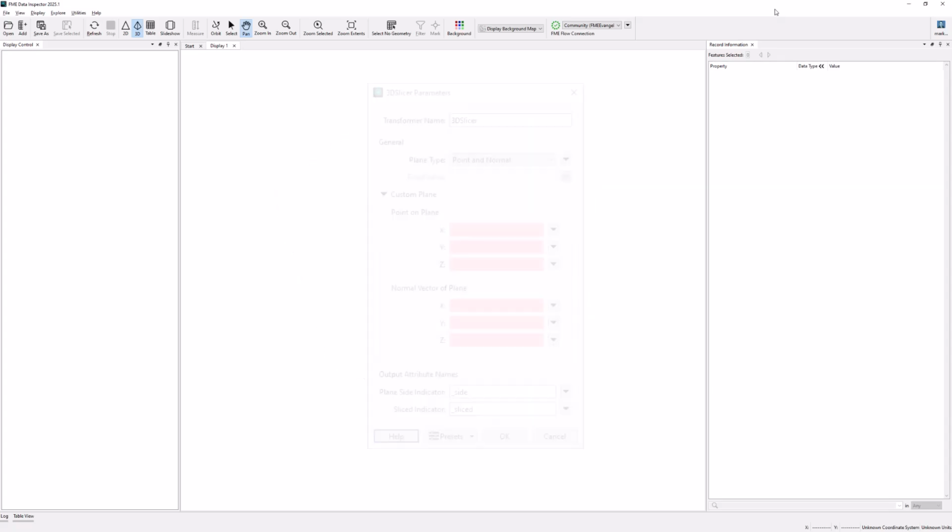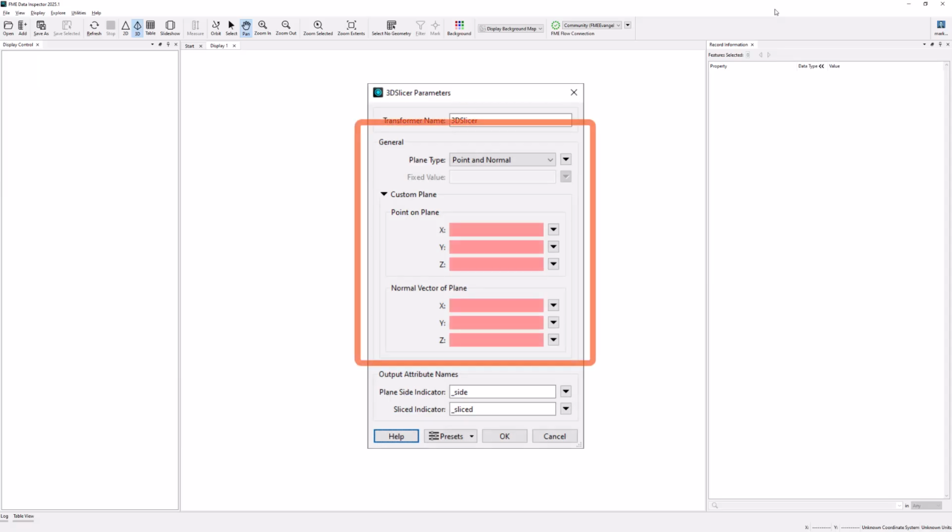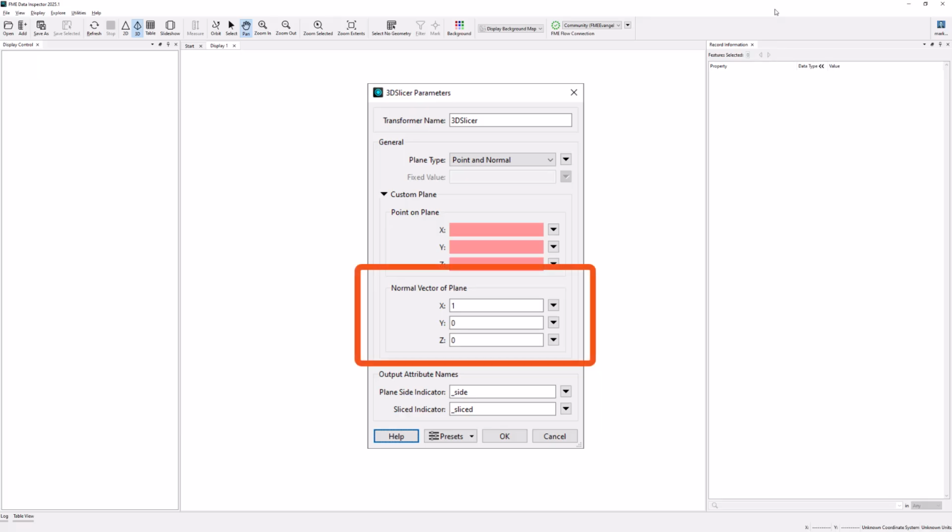Rather than slicing along a defined axis, the slice plane can be defined by a point and normal. A normal is a vector that is perpendicular to the slice plane. A normal of 1, 0, 0 points along the x-axis, so its perpendicular defines a vertical slice plane. A normal of 0, 1, 0 points along the y-axis, defining a horizontal slice plane. A normal of 0, 0, 1 points along the z-axis, giving a vertical slice plane rotated 90 degrees.